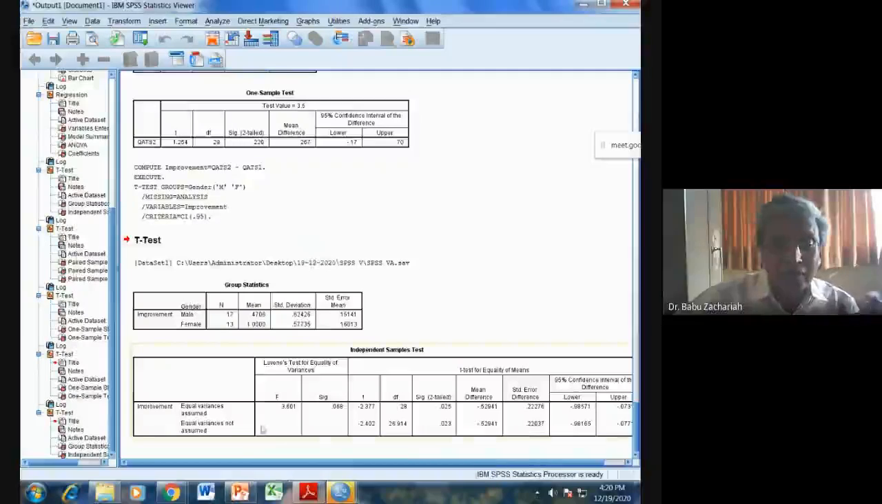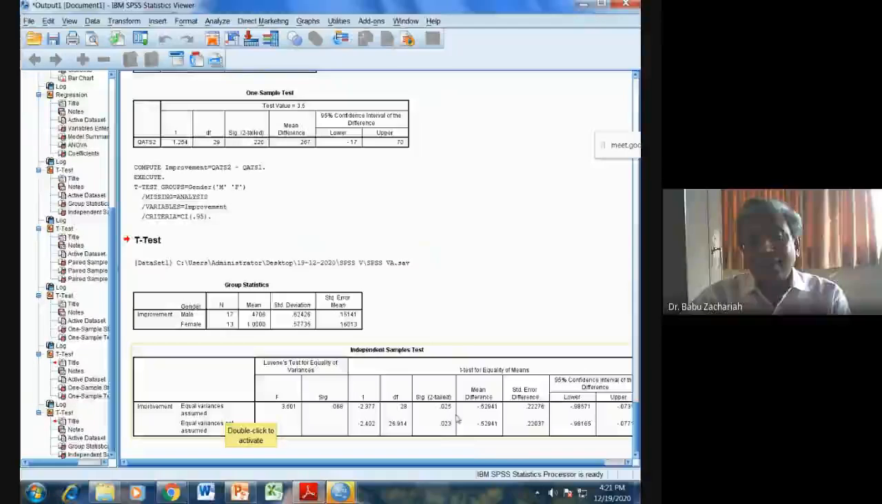Before that we need to go for the F test, equal variance assumed or not. So the significance here is 0.06, larger than 0.05. Null hypothesis is accepted. What is the null hypothesis? There is no difference between the variances. So equal variances is assumed. We proceed through the first line.